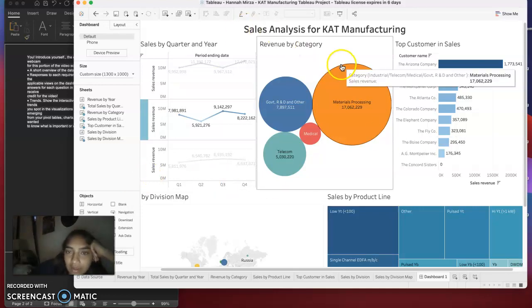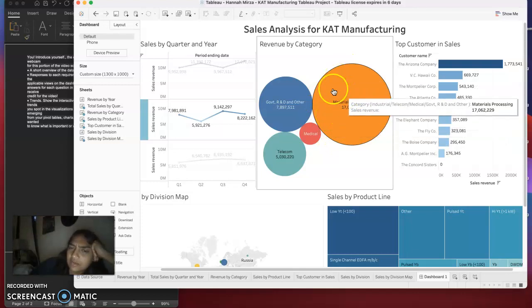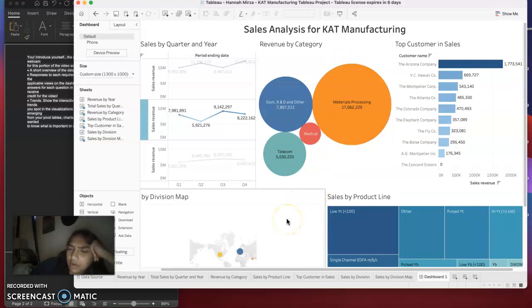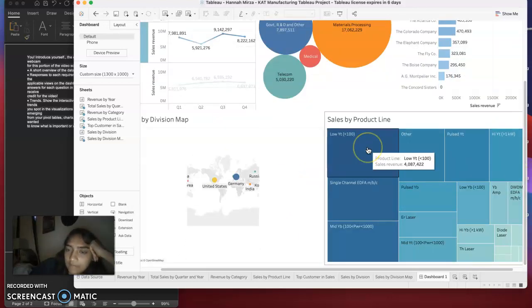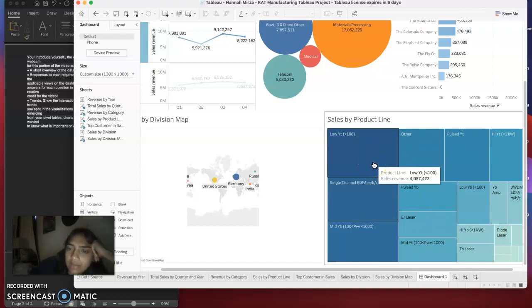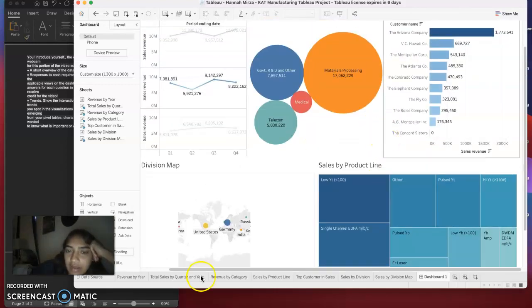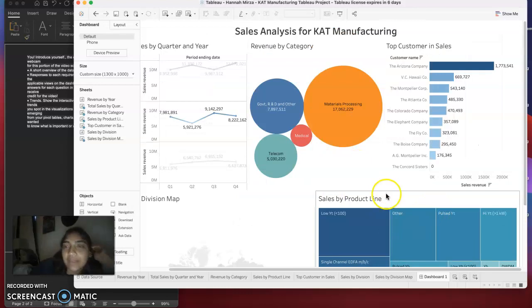So I can immediately go here and go, oh, well, the category of materials processing seems like it's doing the best, but within materials processing, what product? And you could see the specific products, and then you could say, oh, okay, low YT has so many sales, what category is that from? And so forth. So I think this is really cool. And then I really love the division map because I can easily see where I need to focus my sales on more. But yeah, that's basically it.